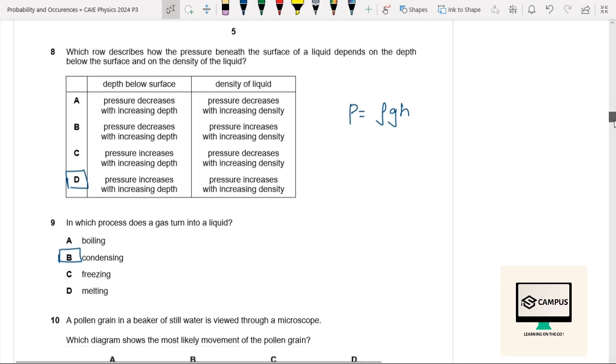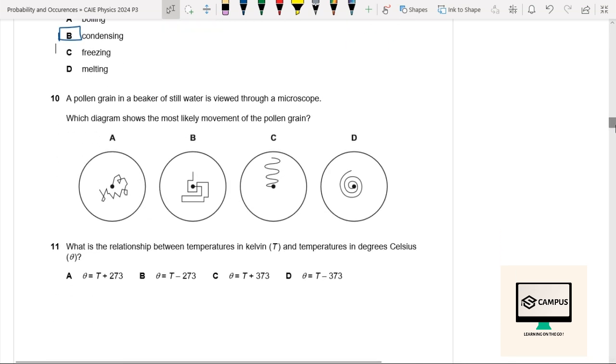Question number 10. A pollen grain in a beaker of still water is viewed through a microscope. Which diagram shows the most likely movement of a pollen grain? The movement of a pollen grain on the surface of water can be explained by Brownian motion, and that motion should be sporadic, random in nature. Out of A and B, I only see A is the random one. So this should be the movement of the pollen grain.